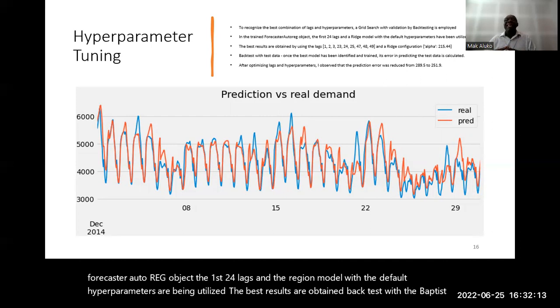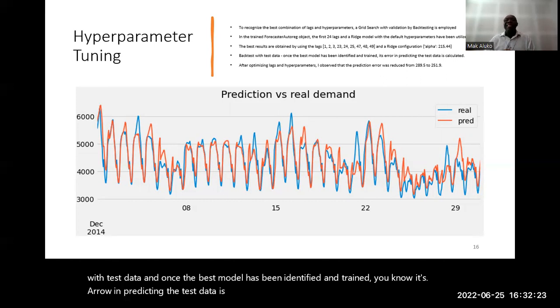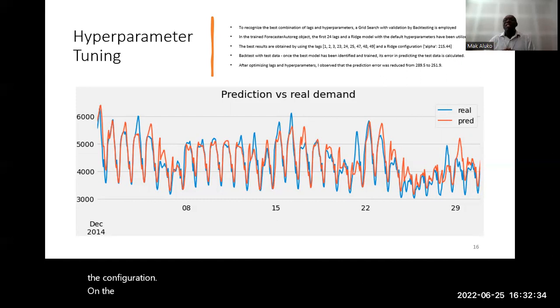test data, and once the best model has been identified and trained, its error in predicting the test data is calculated. After optimizing the lags using the best result from the configuration and the hyperparameters, I observed that the prediction error was reduced from 289.5 to 251.9 using the backtest error metric.